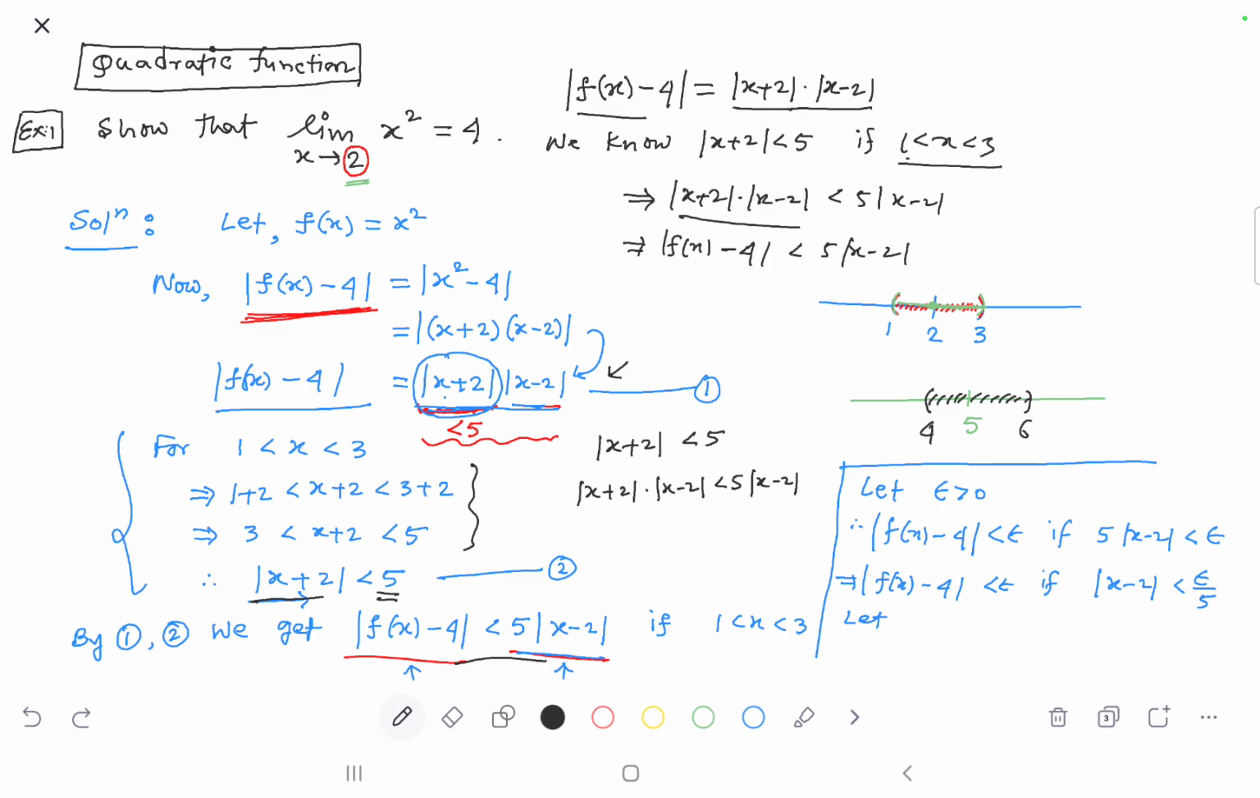Oh, because you're multiplying both sides. Yeah, sure. And this is nothing but |f(x) - 4|, so this is less than... Oh, okay, I get it. Yeah, that is the trick here. It's an elementary calculation, right? Okay. So let delta equal epsilon by 5. So we get |f(x) - 4| less than epsilon if 0 less than |x - 2| less than delta.